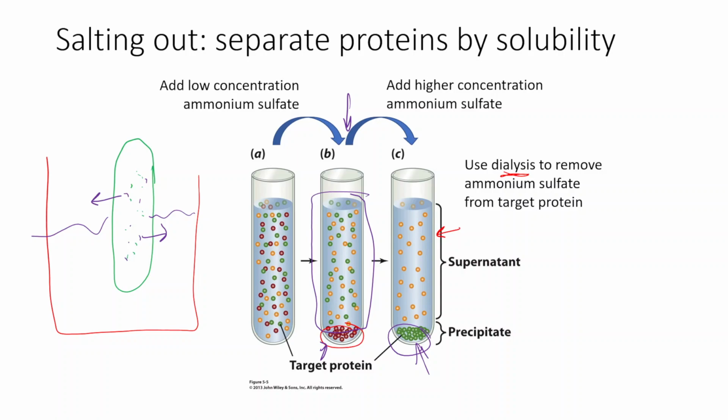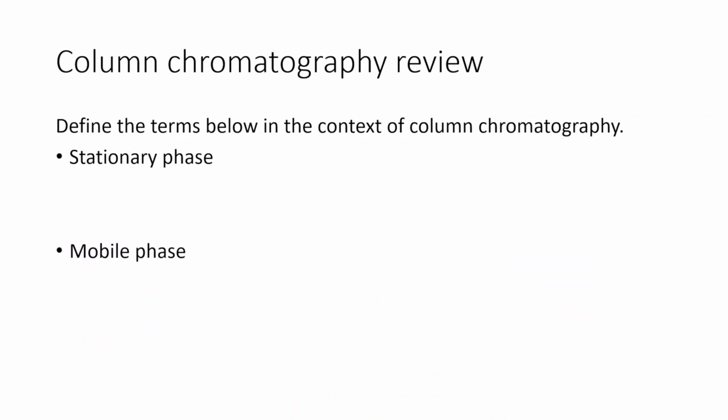All right. So next, let's start talking about different types of column chromatography. So first of all, for any type of column chromatography, can somebody tell me what the stationary phase is? Like a definition for the stationary phase. Maybe like what's interacting with the protein as it goes through the column. Yeah, exactly. So the stationary phase stays in the column.